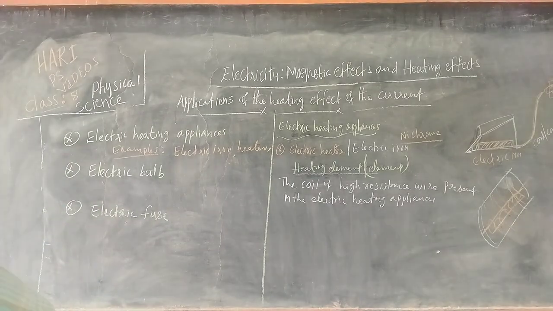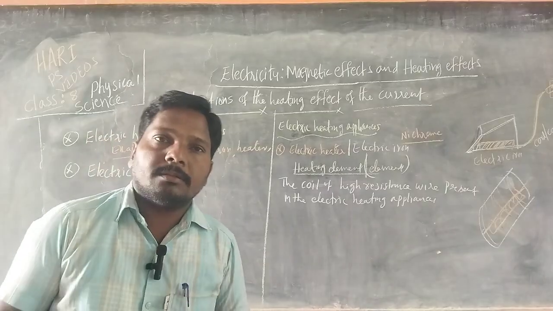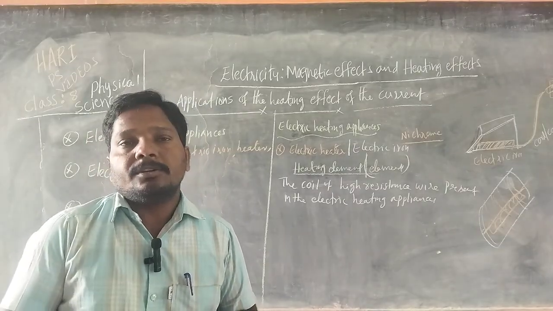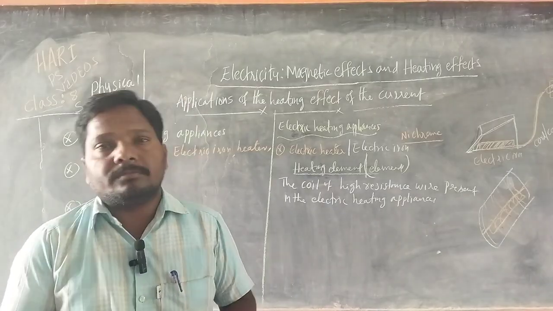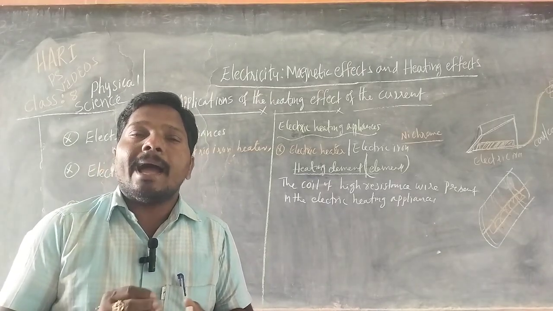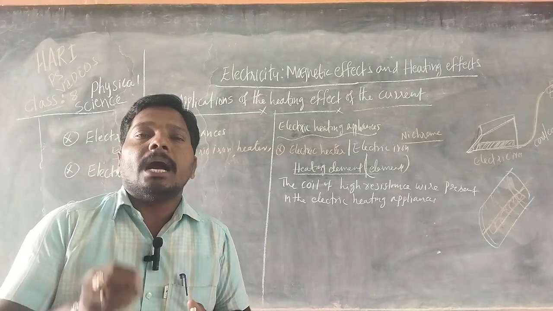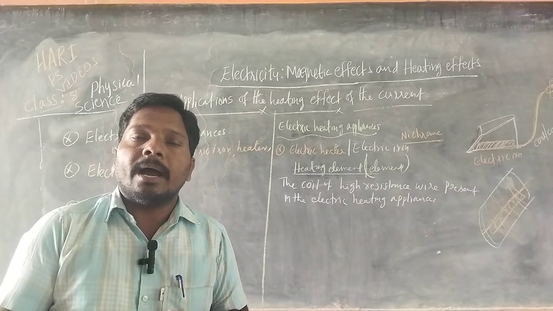Then why should we use nichrome as a heating element instead of other materials? The only reason is that it has a high resistance. Due to its high resistance, nichrome is used as a heating element in electric heating appliances such as the electric heater and electric iron.